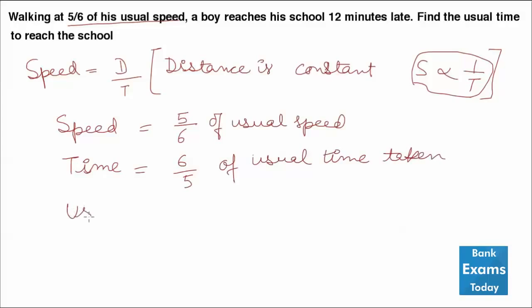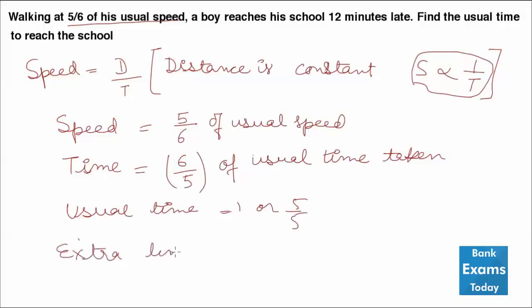The usual time is 5/5. And right now the boy is taking 6/5 of the usual time. So what is the extra time he's taking? Extra time is 1/5 of usual time. And for this 1/5 of the usual time, he's taking 12 minutes extra.